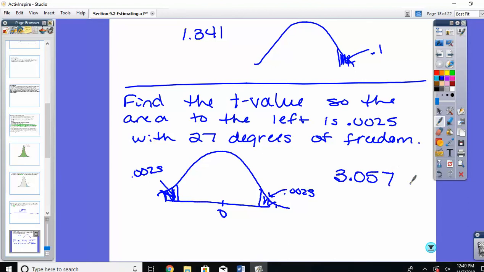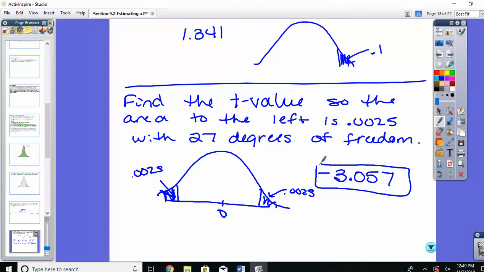And that is 3.057. But this is symmetric. So if this value is 3.057, I really need this one over here. What would it be? Negative. Because these tails are equal, if I asked for the area to the left, you're just reading it from the table, and you would do the negative to get the other side.